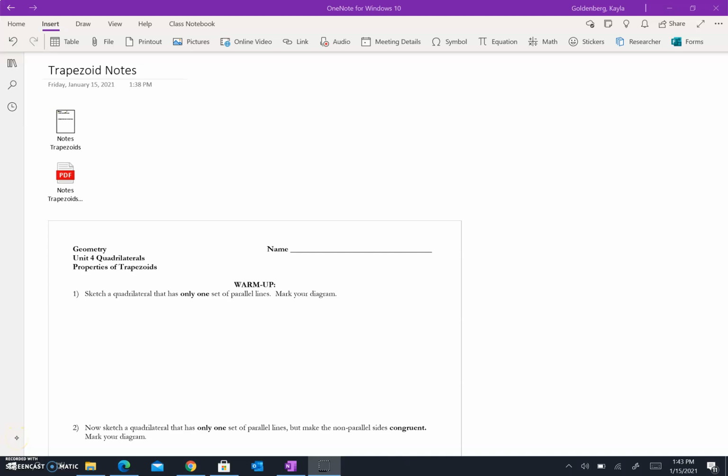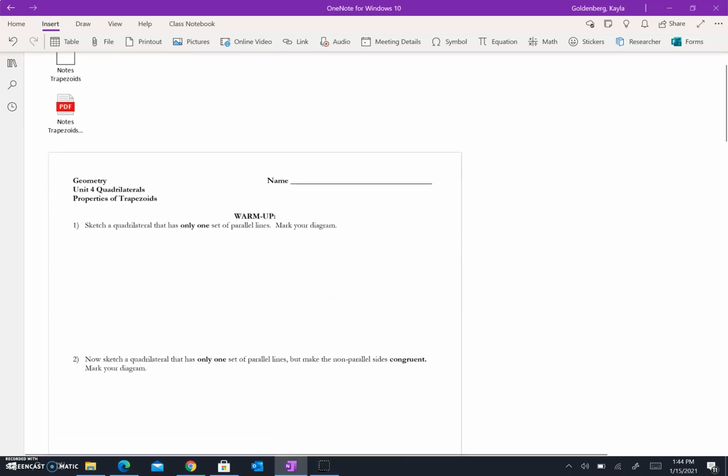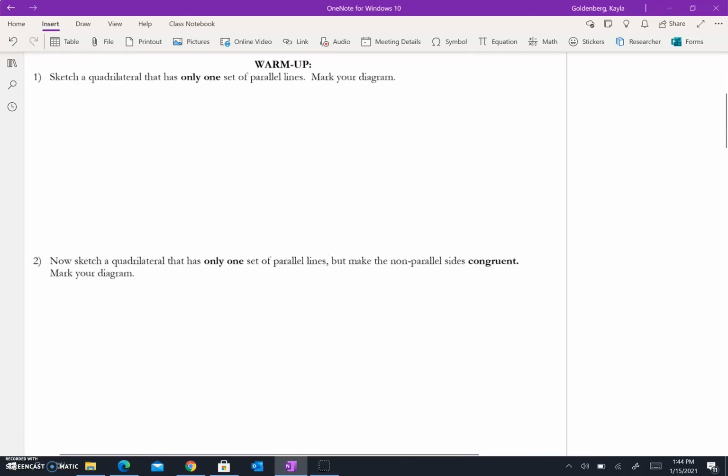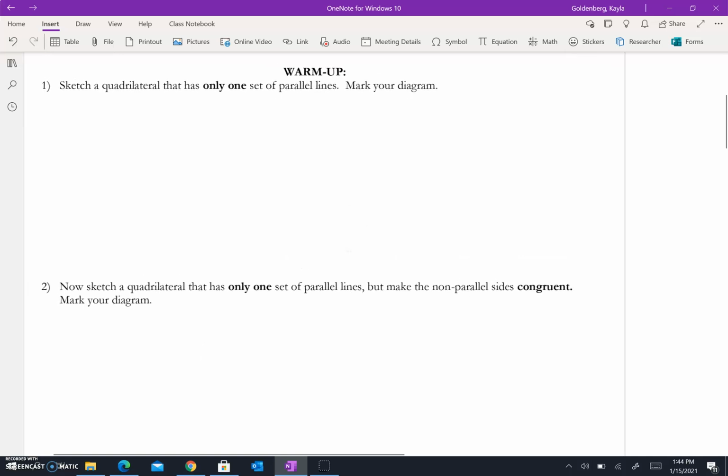Hey geometry students, welcome to our notes on trapezoids. So on Tuesday, you and your group in breakout rooms explored a new shape called a kite, which was another quadrilateral or four-sided figure. This is our final quadrilateral that we're going to be looking at together. And next week we're going to be moving on to a new unit. So this is going to close out our unit.